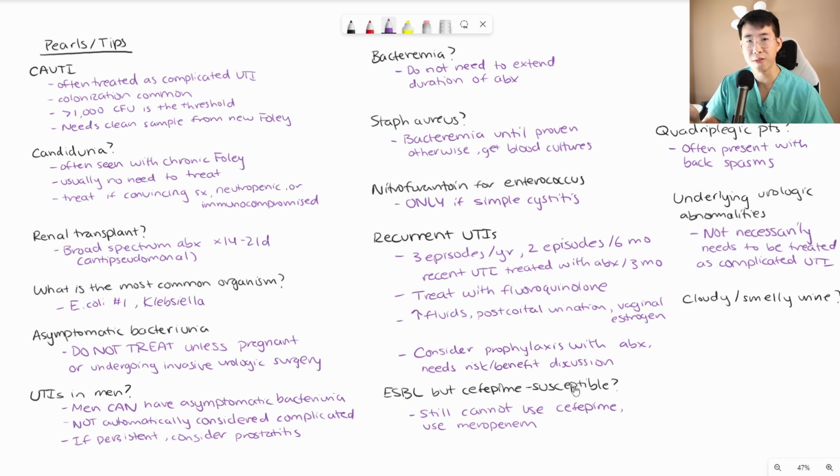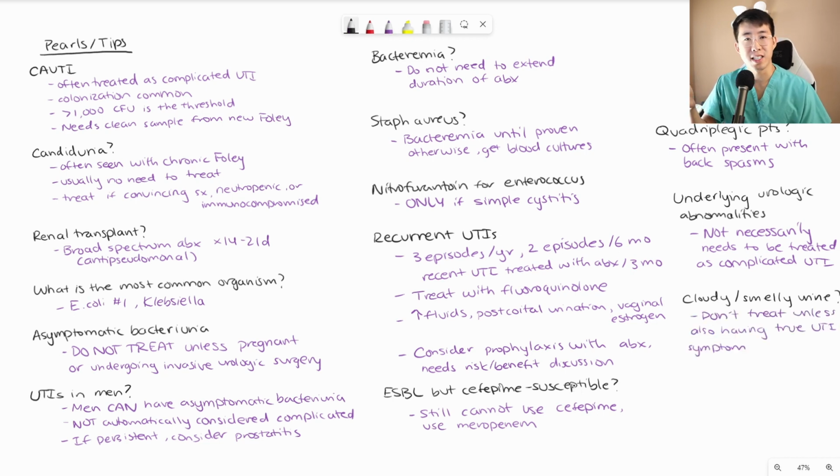So they have to have one of those other cystitis, pyelonephritis, or complicated UTI symptoms in addition to the cloudy and smelly urine before you really should treat it. If it's only cloudy urine or smelly urine, there's a lot of things that can cause that, for example, diet changes or dehydration. So again, for isolated cloudy or smelly urine, no need to treat.